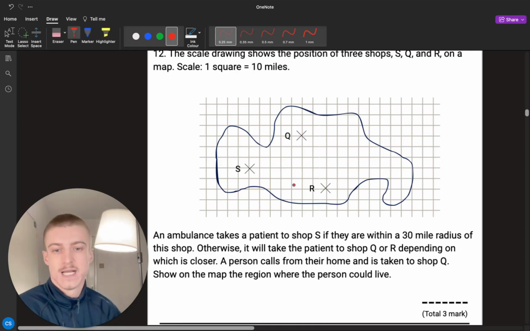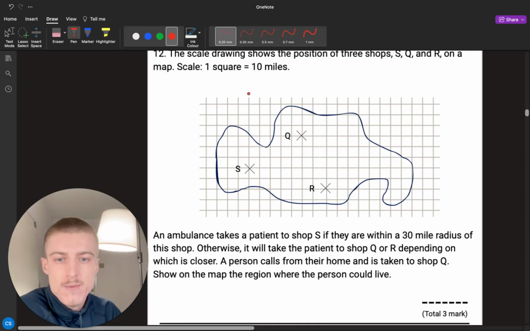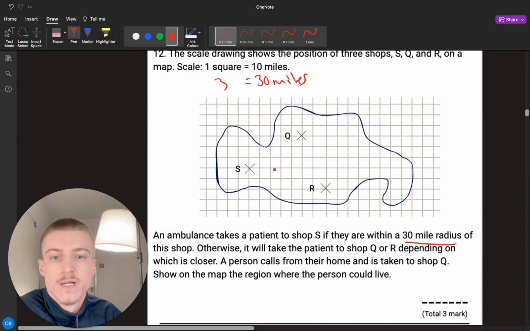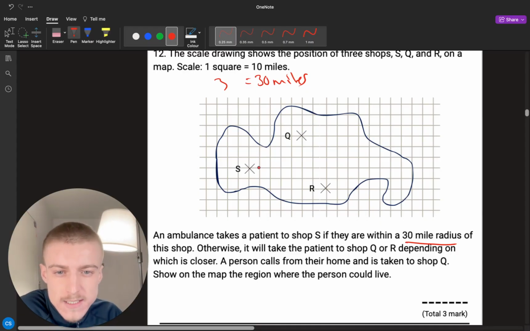So we would ideally have a protractor, right? Be able to draw a nice circle because we're given a radius, 30-mile radius. So 1 square is 10 miles. So 30 miles is going to be 3 squares, right? So if I can do my best, 1, 2, 3 here, 1, 2, 3 around S, 1, 2, 3, 1, 2, 3. By freehand, the best I can do.